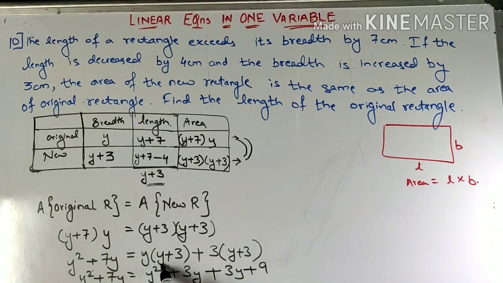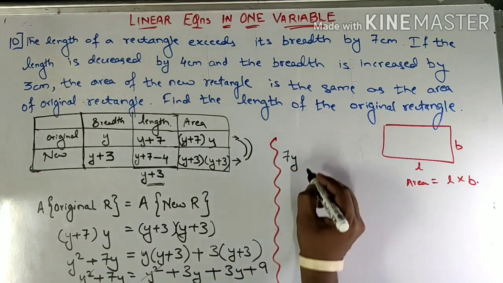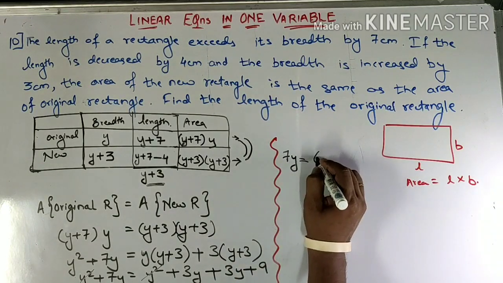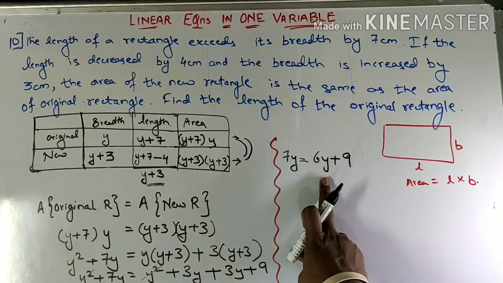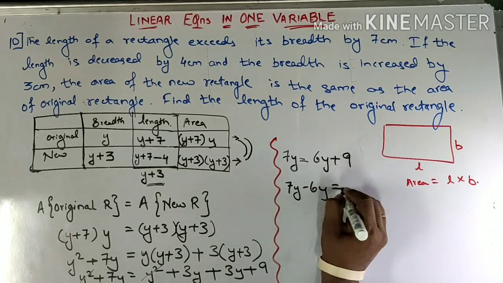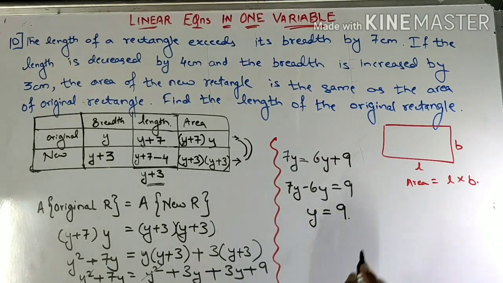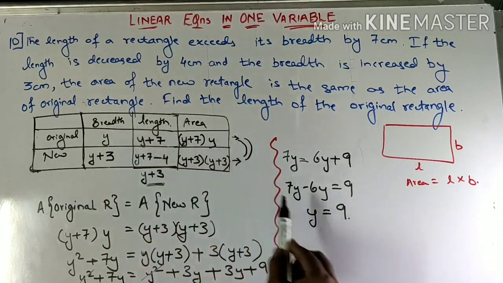See over here, as I told you, do not take any tension. Y square and y square get cancelled from both sides of the equal to sign, and what we have is a linear equation in one variable. What we have is 7y equals 3y plus 3y is 6y plus 9. I want to get rid of this 6y from the right hand side, so I will subtract it from both sides, and I have 7y minus 6y, that is y, equal to 9, and with this we get the breadth of the original rectangle.